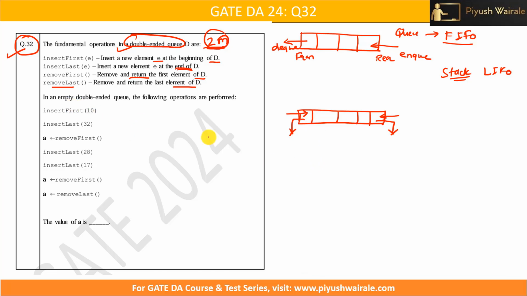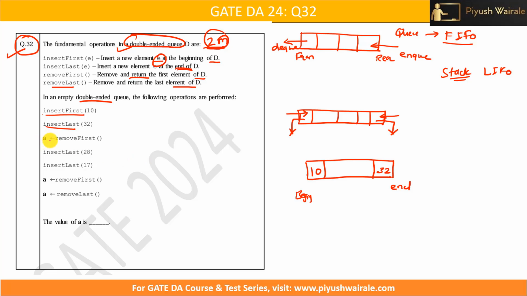So for example, let's have one empty double-ended queue here, on which the following operations are performed. The first one is insert first 10. It means we insert the element 10 at the beginning of D, which is the front, and this is the end. So we have inserted 10 at the beginning of D. Now we are going to insert last 32. Insert last means inserting a new element at the end of D, so we insert 32 at the end of D.